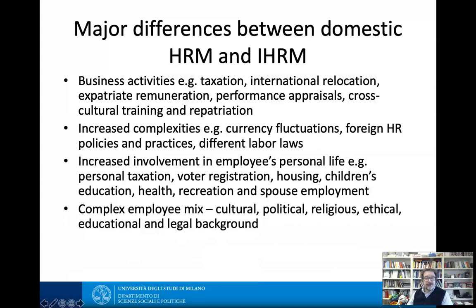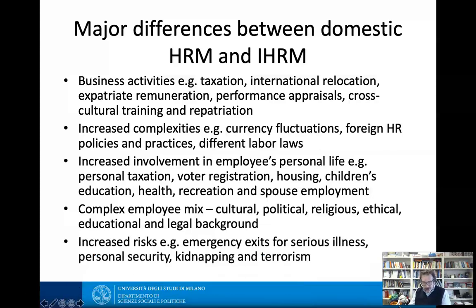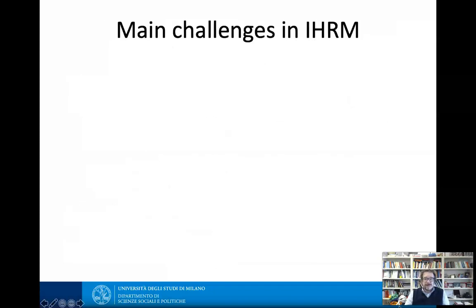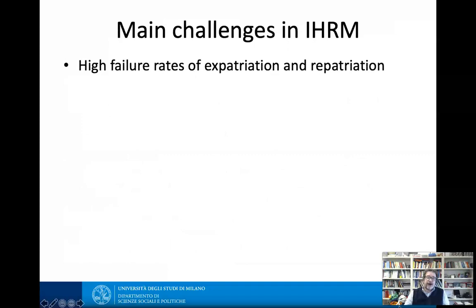The employee mix is different. You have people with high diversity in terms of cultural, political, religious background, and therefore it can be hard at times to let them get along. And the HR is in charge of making it happen. More risks, particularly when you're operating in countries that are more complex to manage and less stable politically. Other challenges, the high failure rates of expatriation and repatriation.